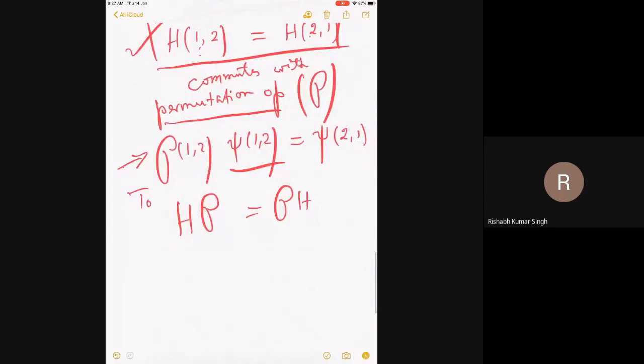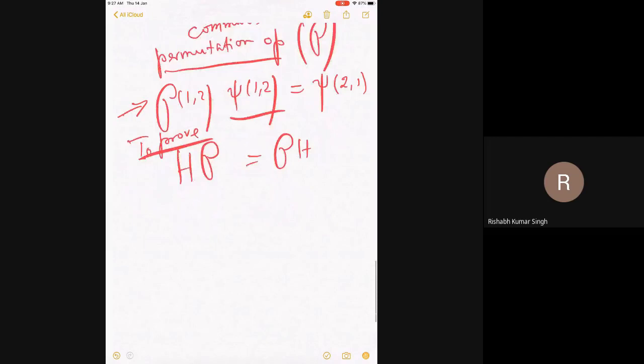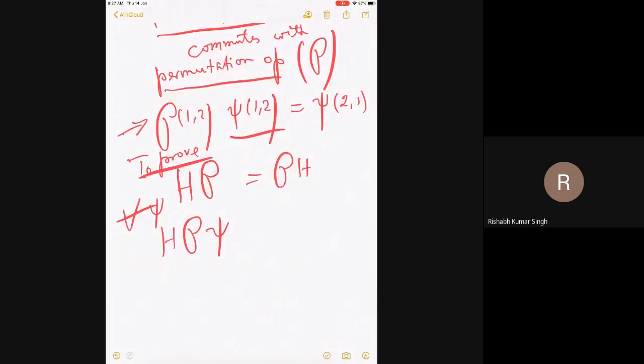That's what I'm going to prove. So I have to prove that HP is equal to PH. So how do I prove it? I take any arbitrary function psi. Remember, again, I am restricting my discussion to two-particle problems. But again, it's a general problem. Permutation is a pair permutation. And any three-particle permutation, I will not go into it, can be written as a product of two-particle permutations. So I'm not going to worry about it right now.